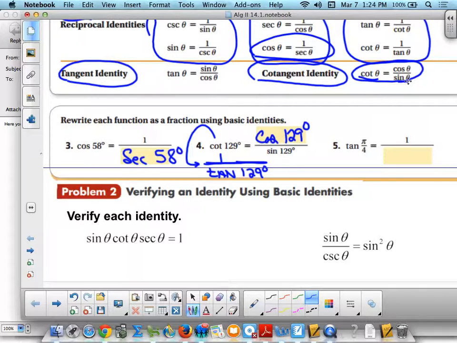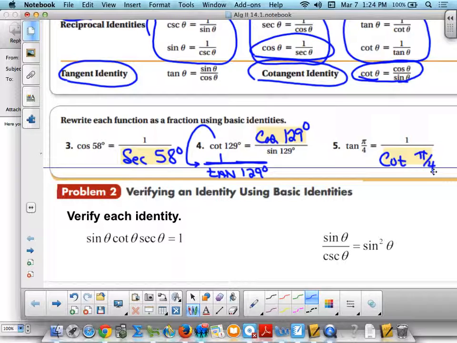Tangent of pi over 4 is the same as 1 over cotangent of pi over 4. Yeah, it's right there, isn't it? 1 over cotangent of pi over 4. Okay. All right. They're just trying to get you guys to look at your blue sheet and try to pick out the right one. All right?